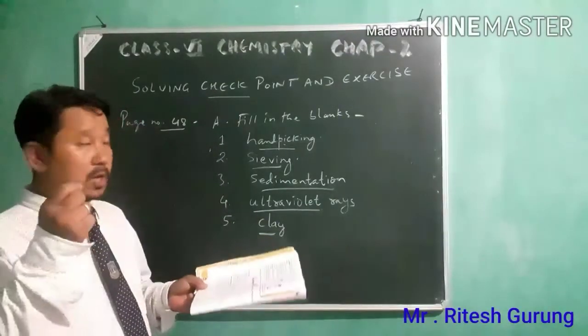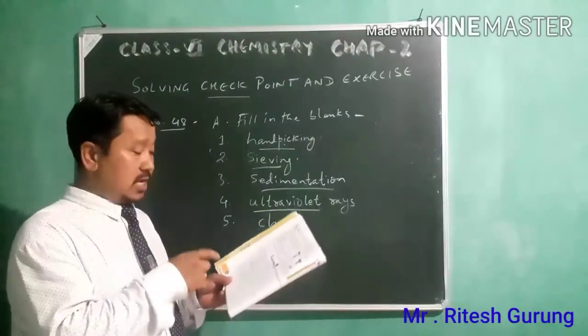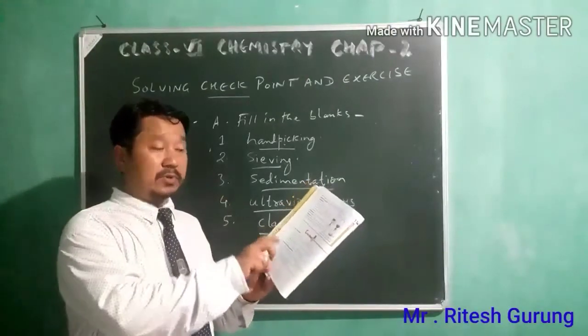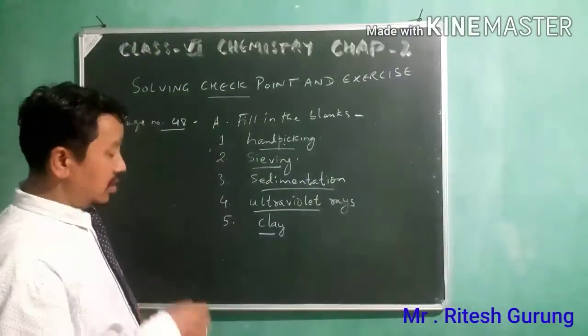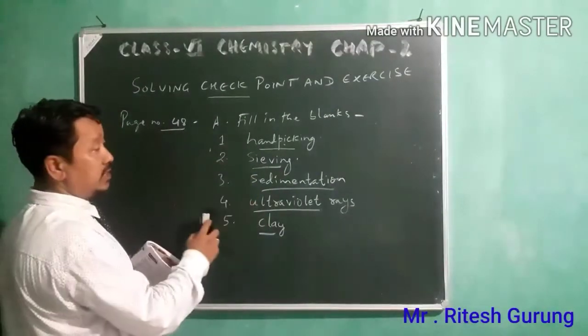So today I've told you we'll do only the objective types, fill in the blanks. This one we are talking about. The answer-the-following questions we'll do later on, but today we'll talk about only fill in the blanks or objective types. That is number A. I think it is clear to you all.